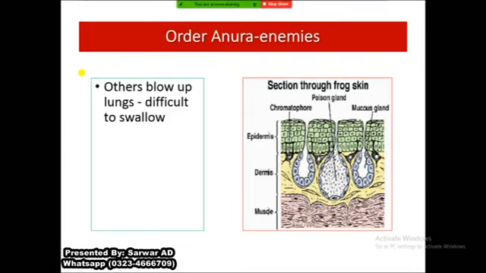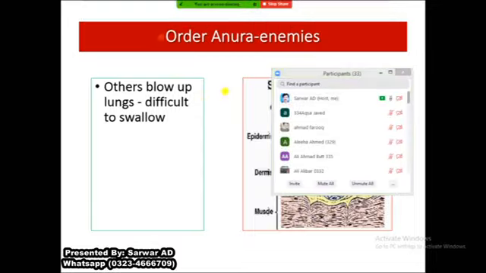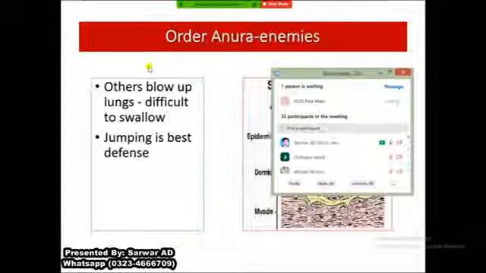Others blow up their lungs to be difficult to swallow, meaning they inflate their lungs so much. Others blow up their lungs to be difficult to swallow, meaning they increase their girth or body area, so they can't be swallowed easily and are hence protected from predation. Jumping is the best defense.